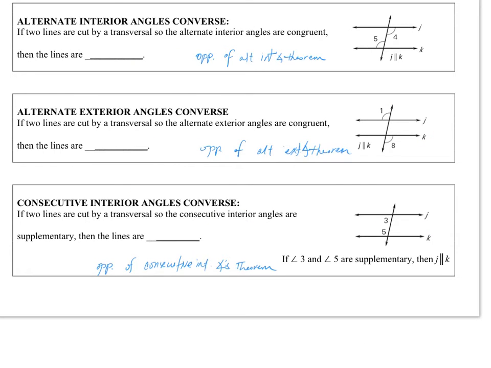Let's look at 3 more converses. The alternate interior angles converse, which is the opposite of the alternate interior angles theorem, which, remember, in 3.2, states that when two parallel lines are cut by a transversal, then the alternate interior angles are congruent. But when we reverse that statement, then we would say if two lines are cut by a transversal, so the alternate interior angles are congruent, angle 4 congruent to angle 5 here, then the lines are said to be parallel.